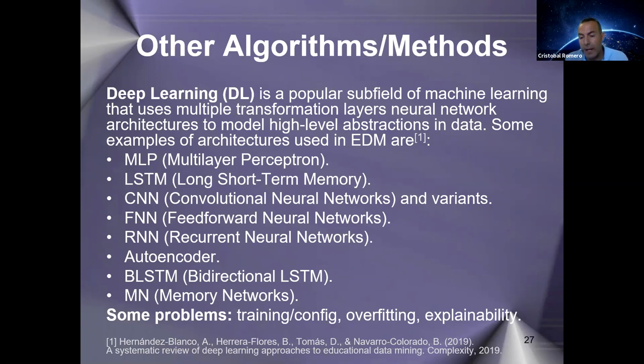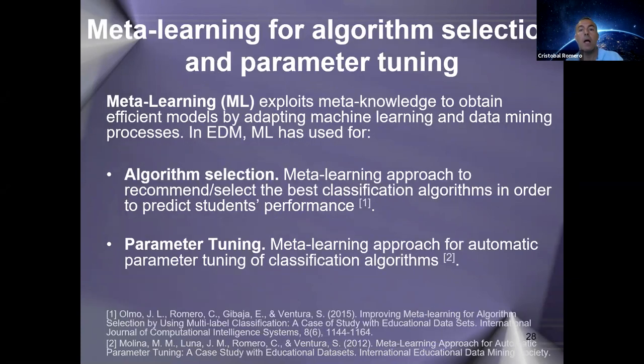And also the explainability. Explainability in deep learning is a problem because the trained model is not a white box. And this is a paper about a review of deep learning approaches in educational data mining, if you want to see more information.